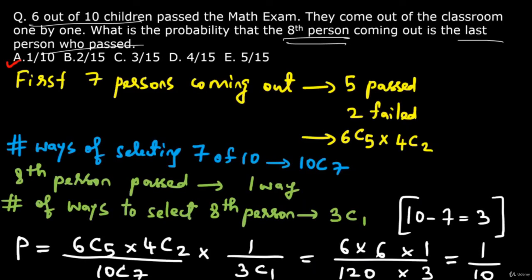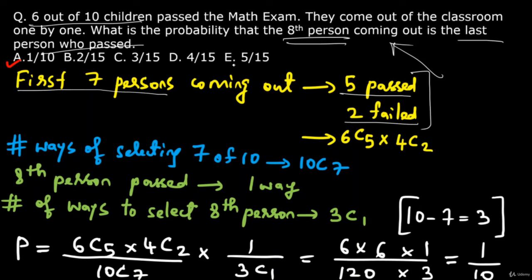Now let's think about this. Now for this to be true, when the first 7 persons come out, 5 should have passed and 2 should have failed, right? Then only when the 8th person comes out, we can choose him such that he has passed, and in that case this criteria mentioned in the question will be satisfied. Alright, now let's first think of this scenario. What's the probability for this to occur? Now you need 5 people to pass, right? And you have 6 people who passed.